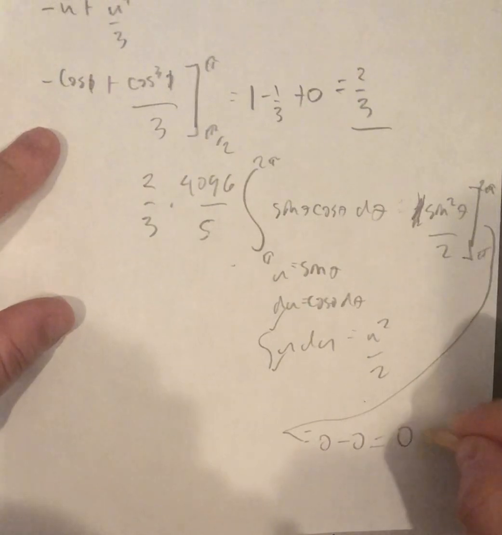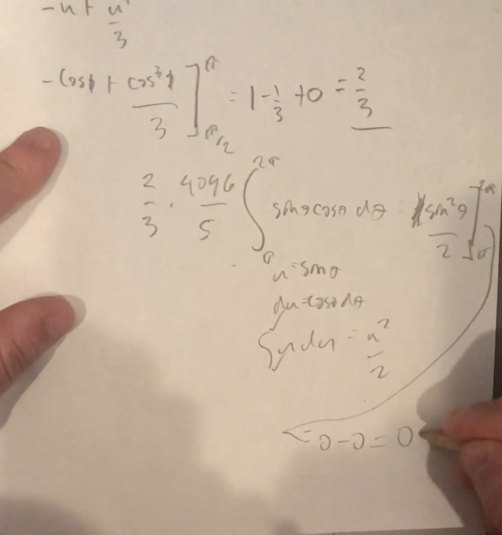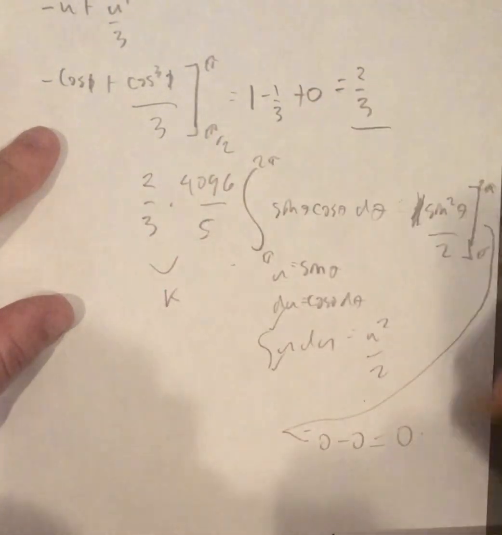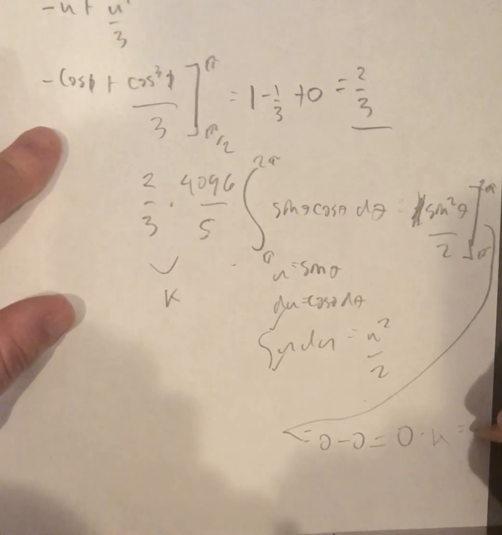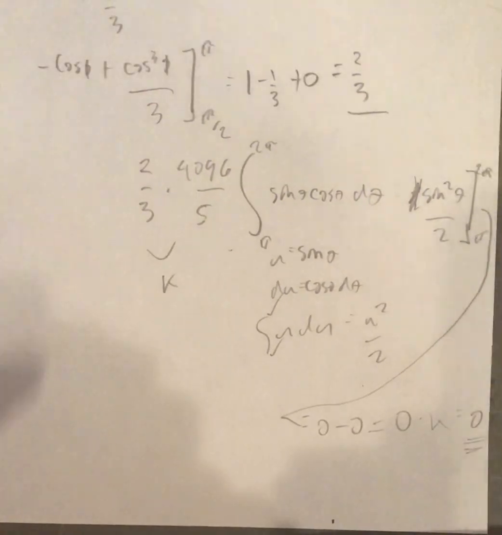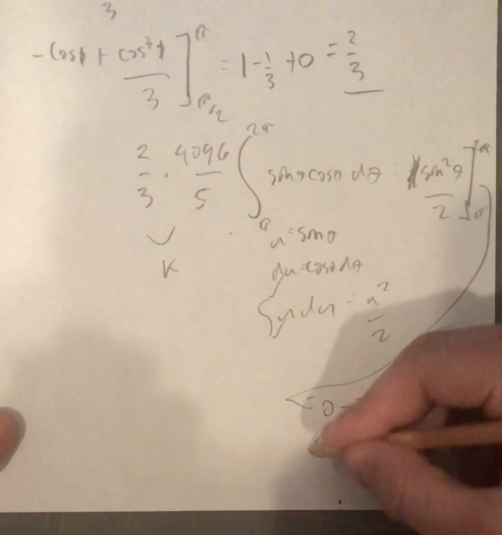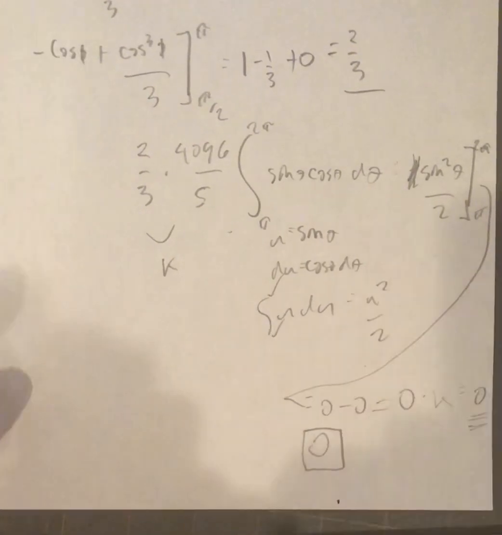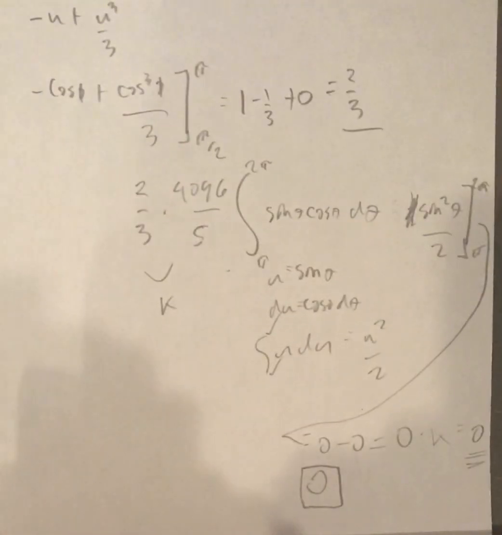So it's going to be 0 times this constant. We can call this constant k if you like. 0 times k. Well, that's still just going to be 0. And that is going to be our final answer. So we did a lot of work, but the answer is ultimately 0.